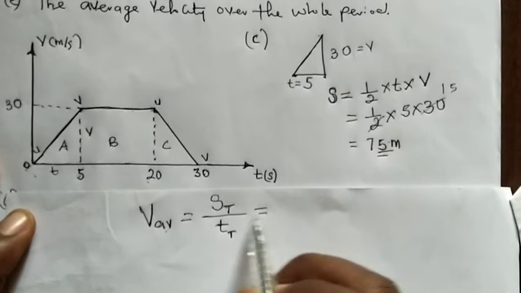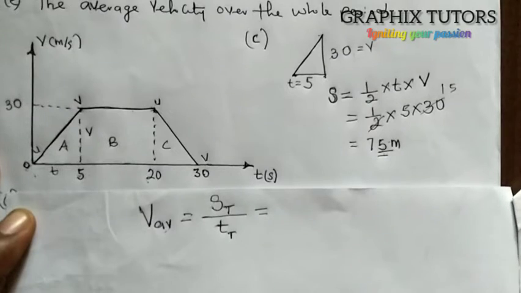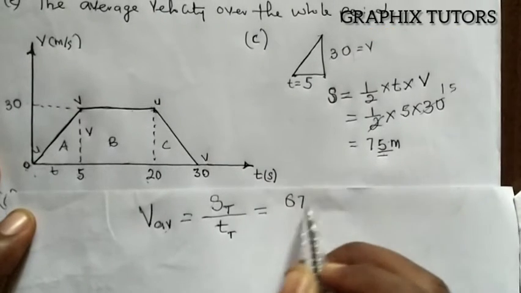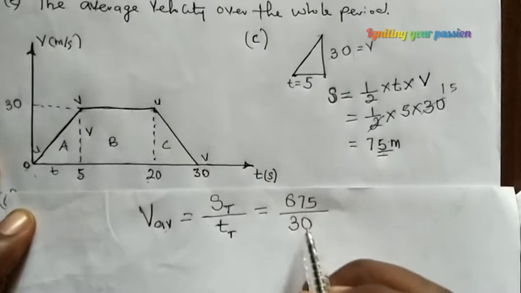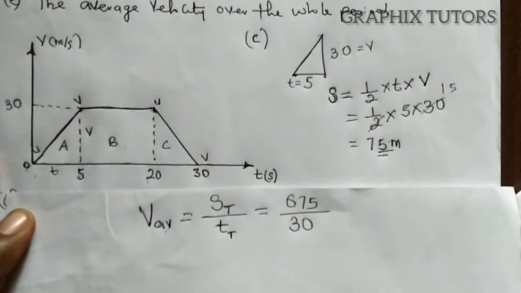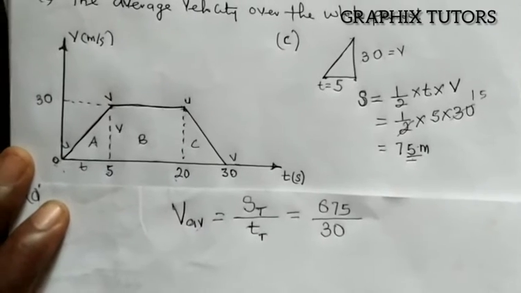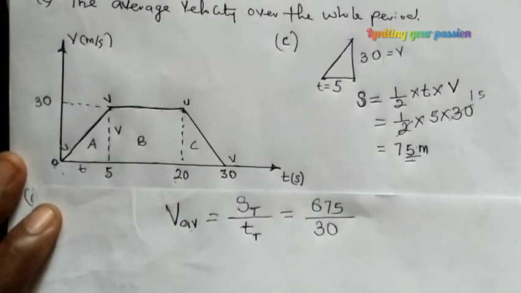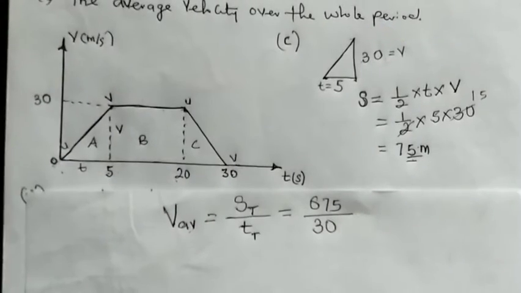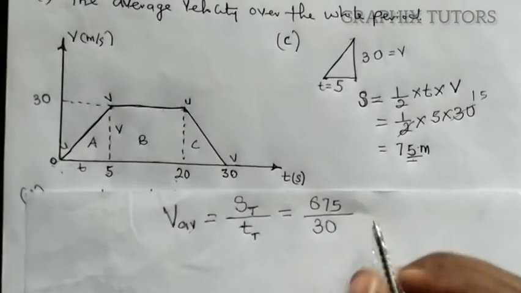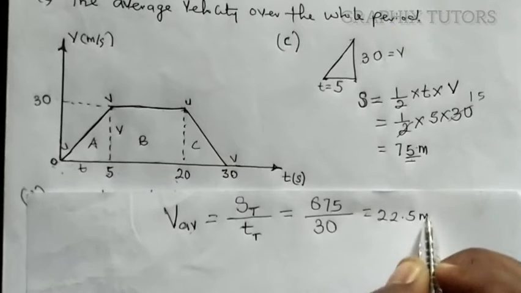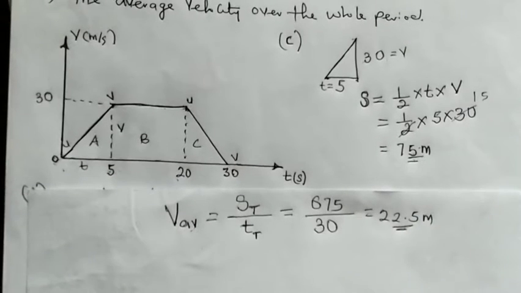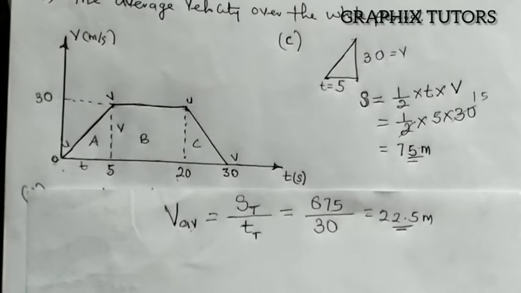Now, what is the total distance traveled? We calculated it, and that is 675, all over the total time taken, which is 30. So if you divide 675 by 30, we will be having 22.5. So we'll be having 22.5 meters per second. So that is for that question. This is example 1. So we're looking at another example 2.